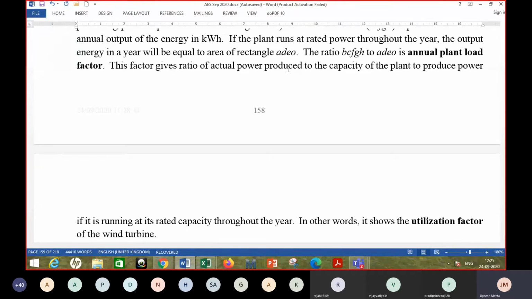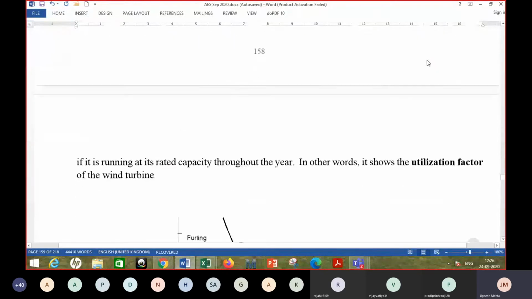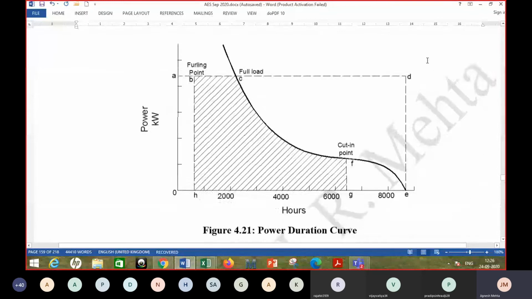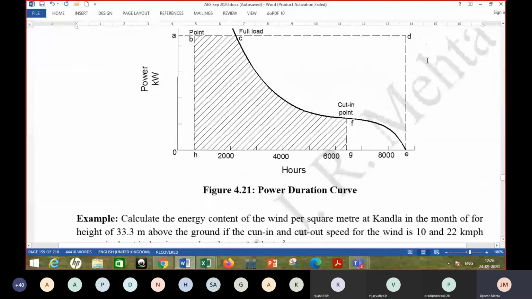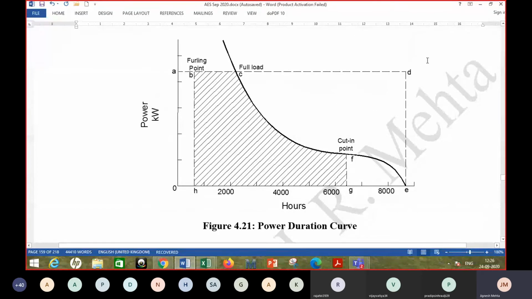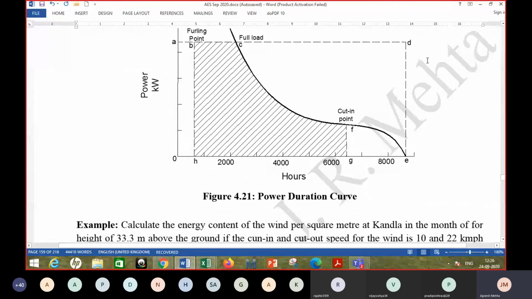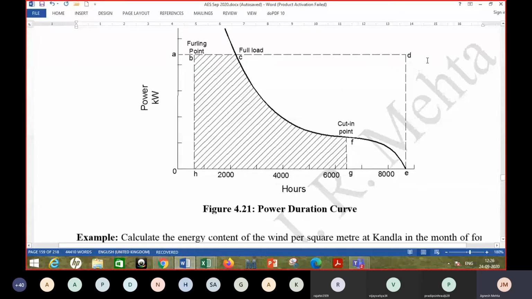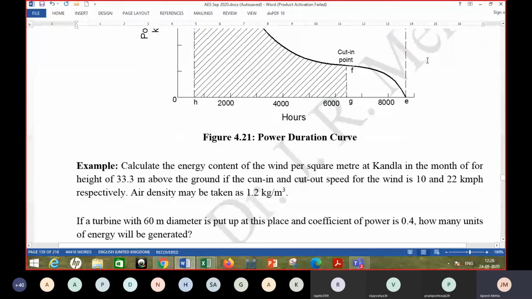Even in a hydropower plant it is a bit less because of the non-availability of water in summer. And for solar energy also, you don't get it during the night, and you also don't get it during the cloudy days. So the power duration curve is one of the most important curves, the way of presenting the wind data. Now let's take one example.